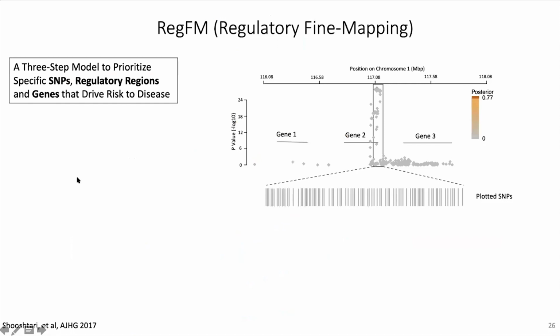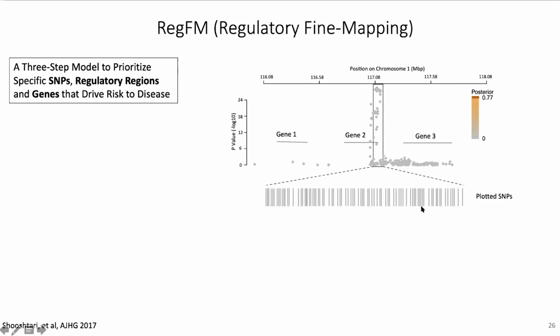In order to answer this question, we developed a model that is called regulatory fine mapping, or RegFM in short. It's a three-step model to prioritize specific SNPs, regulatory regions, and genes that drive risk to the disease. I'm not going to go into the details of the math behind this. I just want to give you an overall idea of how it works.